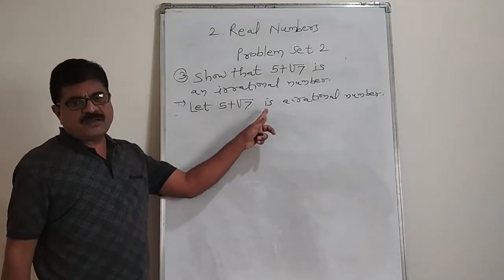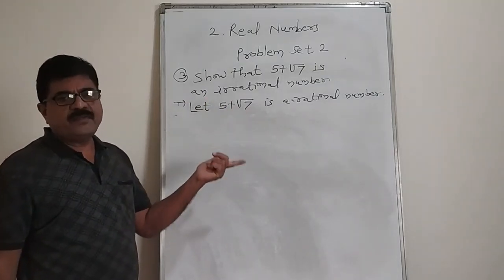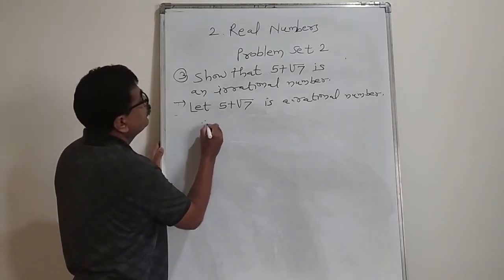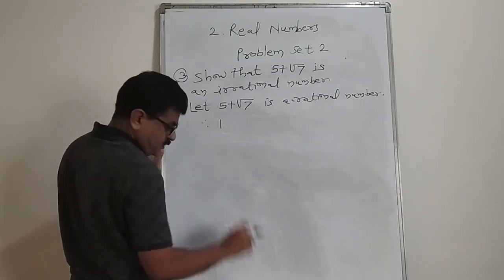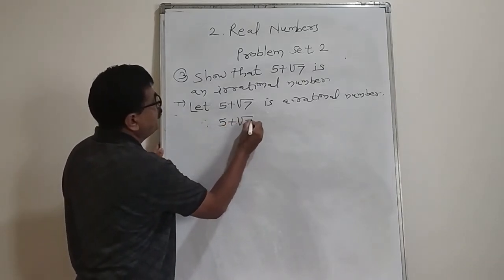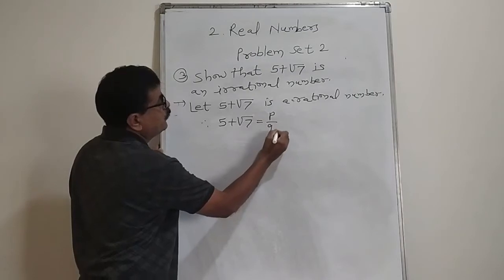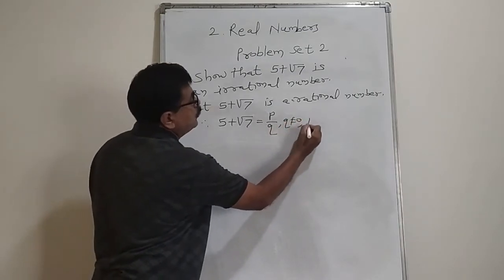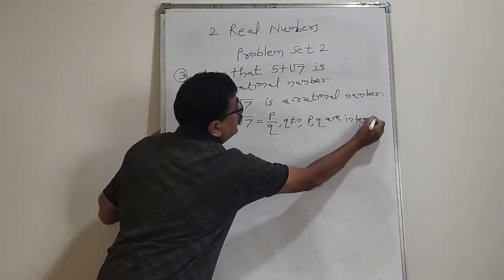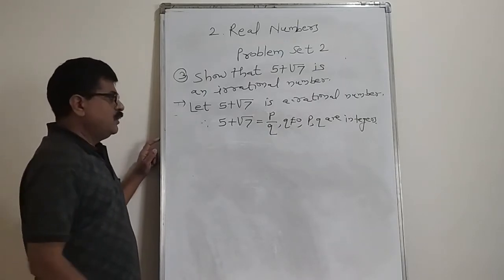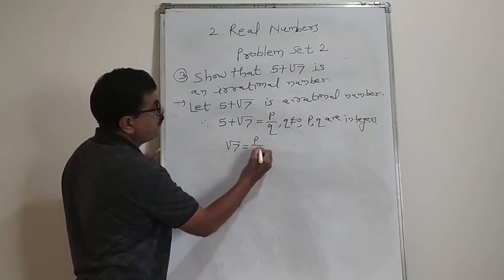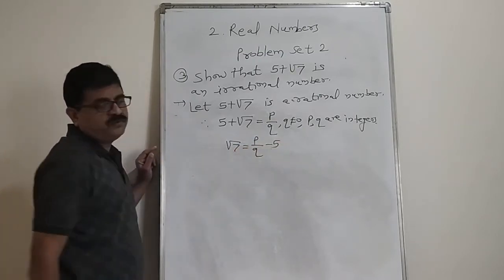Now this is a rational number. We know that a rational number can be written in the form P upon Q. Therefore, 5 plus square root 7 is equal to P upon Q, where Q is not equal to 0, P, Q are integers. Now transfer this 5 to the right hand side. Square root 7 is equal to P upon Q minus 5.